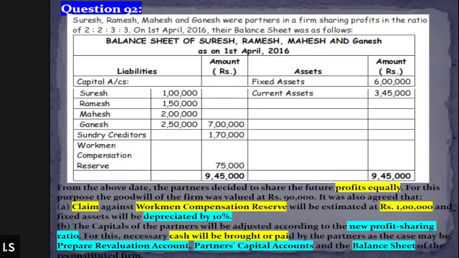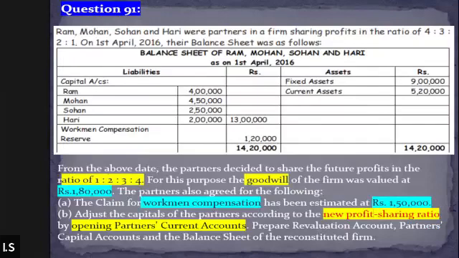But since these questions are a little difficult and require a different kind of treatment, I don't think anybody has completed this. Let's just start with question number 91. Everyone, please prepare the format of the revaluation account, partners' current account, and the balance sheet. Yes, sir, you're right, 91. Yeah, four partners.